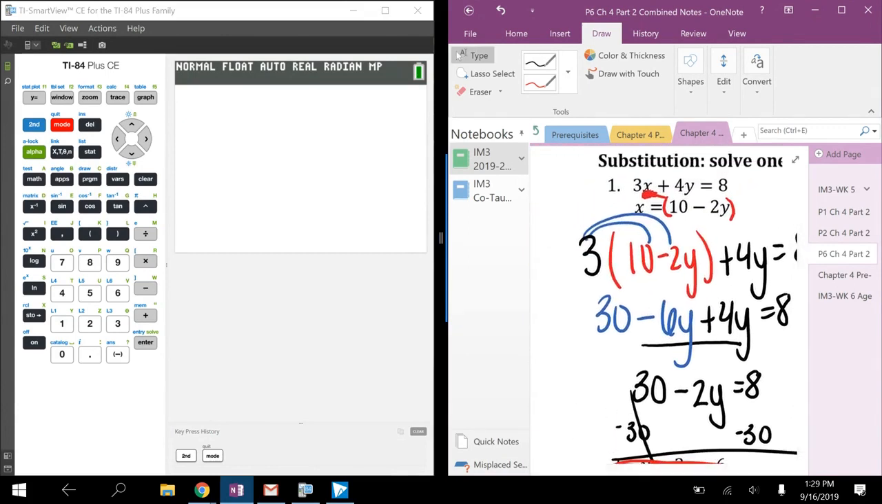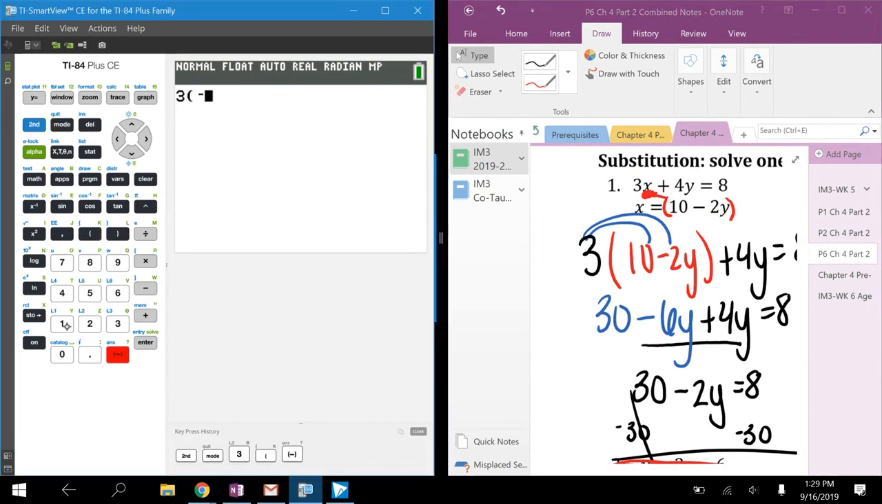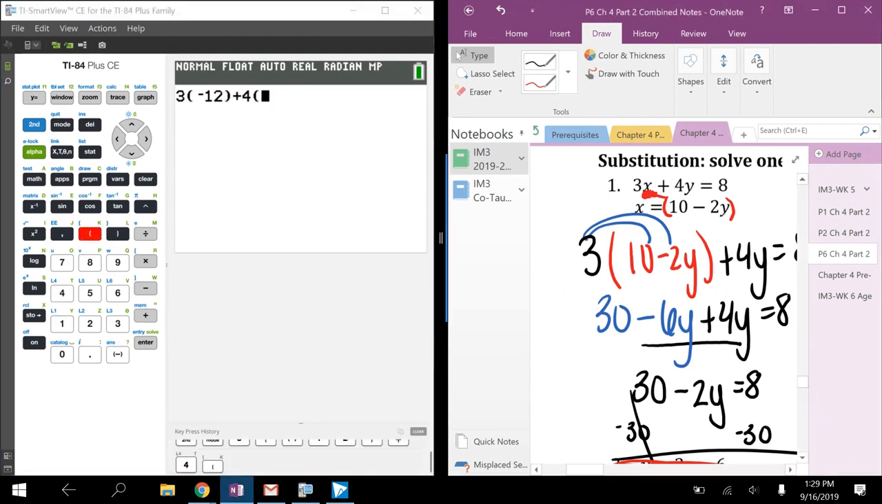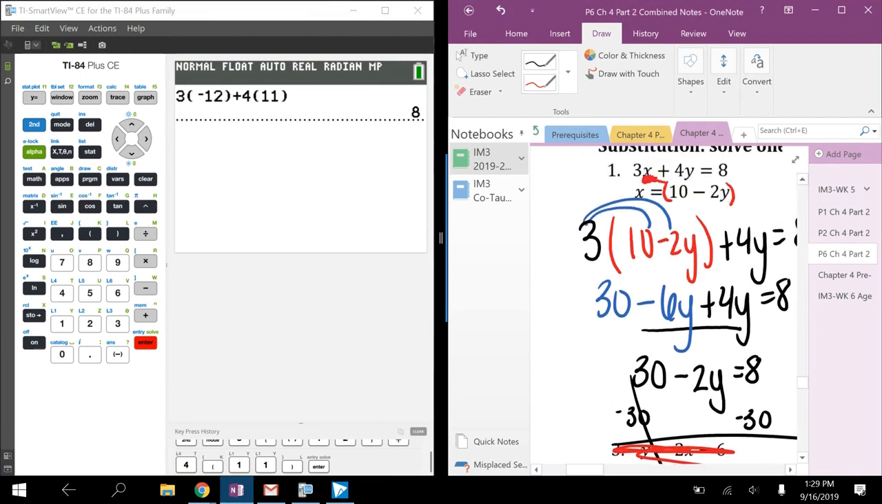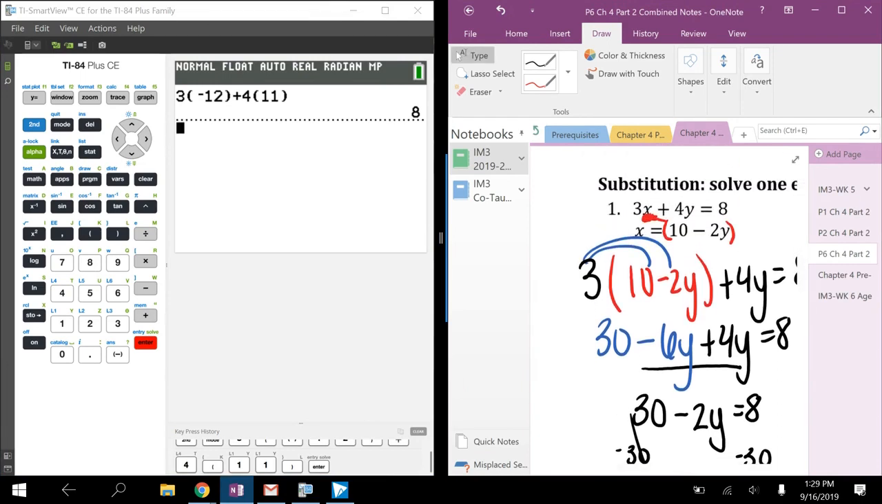So I'm going to use one of these equations, this very first one. 3 parentheses, negative 12, because that's what x was that you found, and then plus 4 times 11. Do we have 11? Yeah. Plus 11. And that gets you 8. And look, that's what it is. So you can always check your answers to see if you did it right. All I did was take those 2 things that we just found, plugged them in, and I got 8.